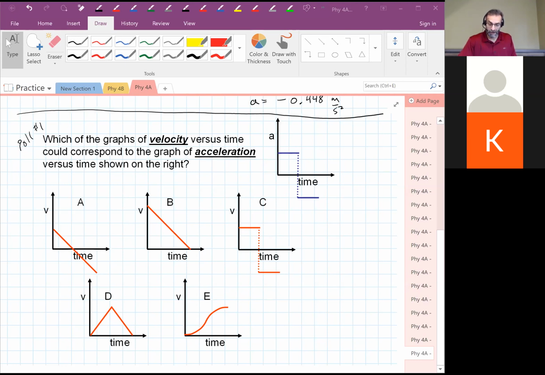Okay, I'm going to cut it off. Almost everyone has the right answer. A few people have something else, but almost everyone got D. So what are we looking at?